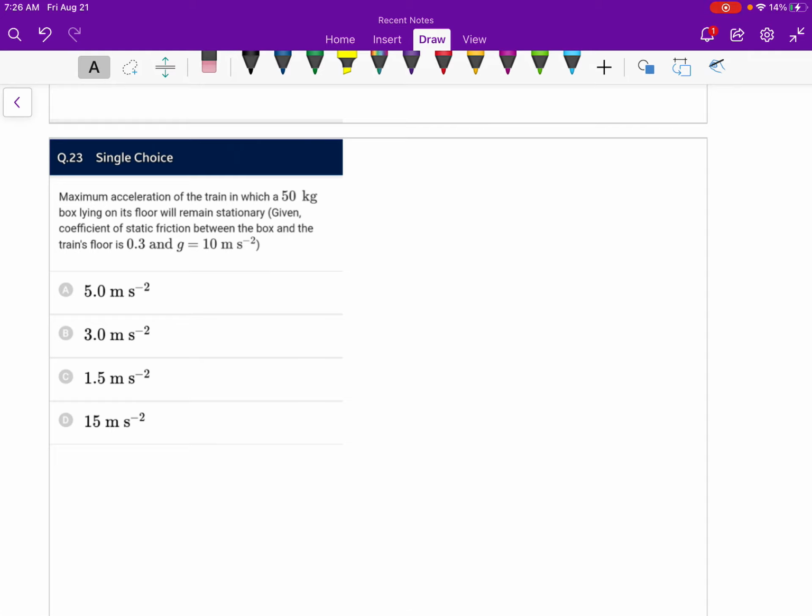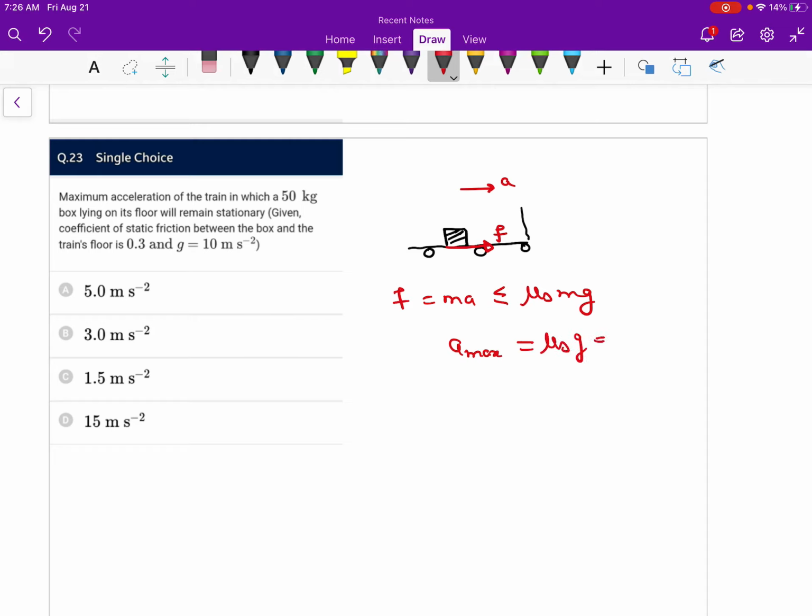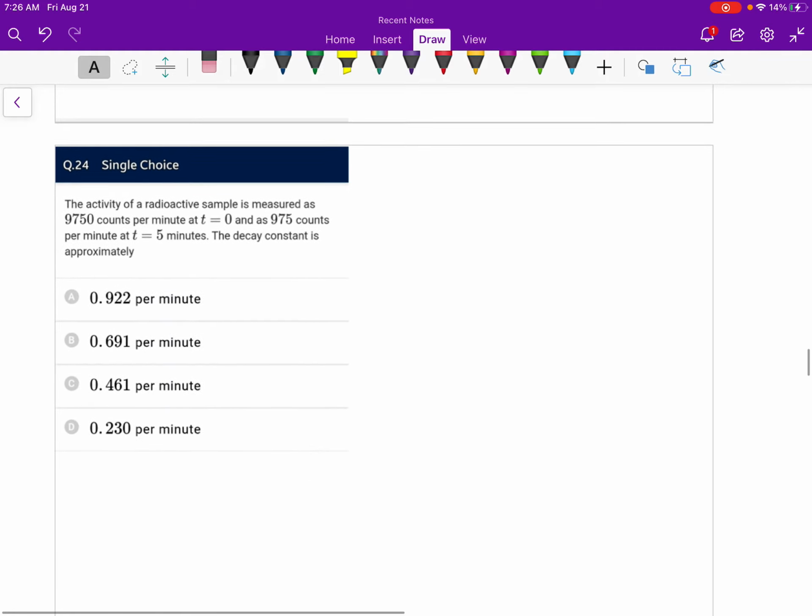Maximum acceleration of a train in which a 50 kilogram box lying on the floor will remain stationary. On the bed of the train, the block also moves along with the train, and the required acceleration is generated by friction. Friction acts on the block in this direction, so friction is ma, and this should be less than or equal to mu s mg. So a max is mu s g, which is 3 meter per second square. So B is the correct option.